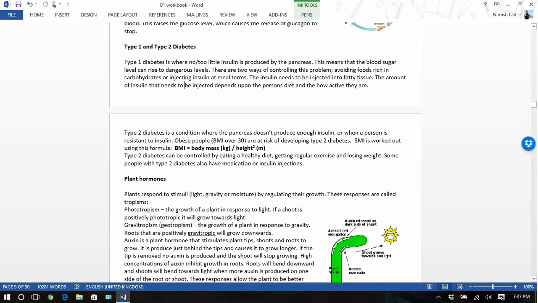Type 2, generally, your body can't actually break down that glucose with insulin, so you need to exercise it out and eat less of it. Type 1, it means you're not making enough insulin. Therefore, you need to replace it in your body by taking tablets or having an injection of it.